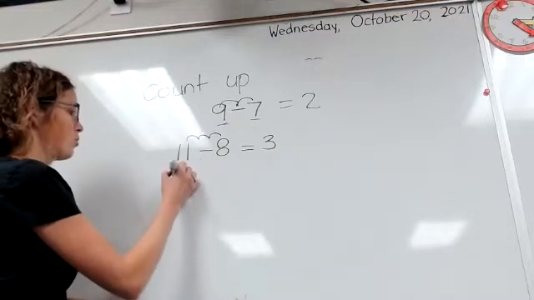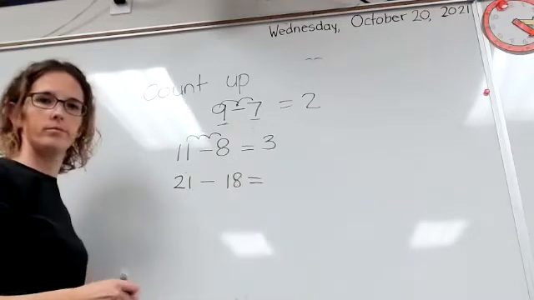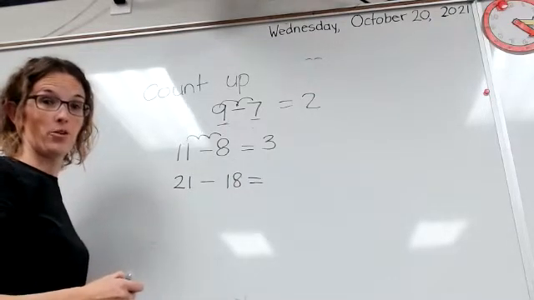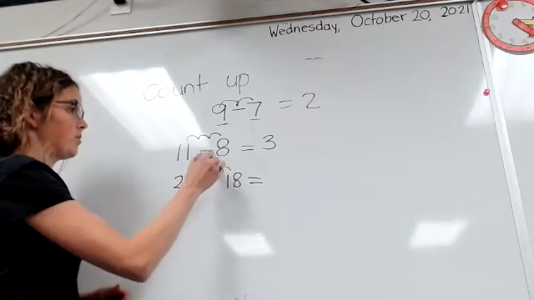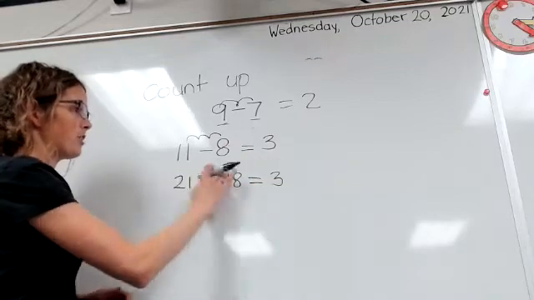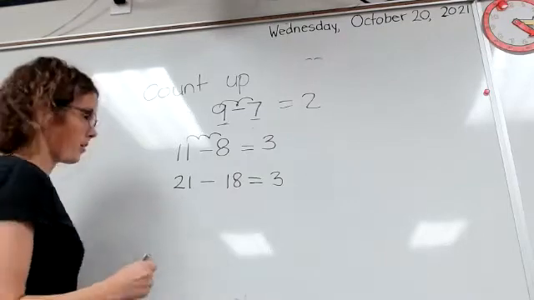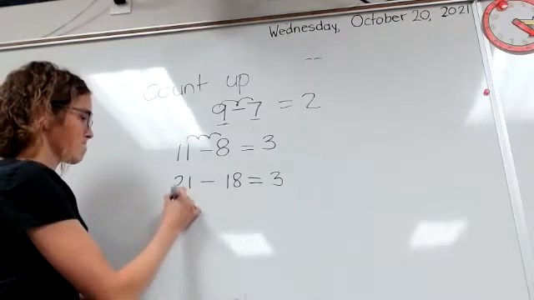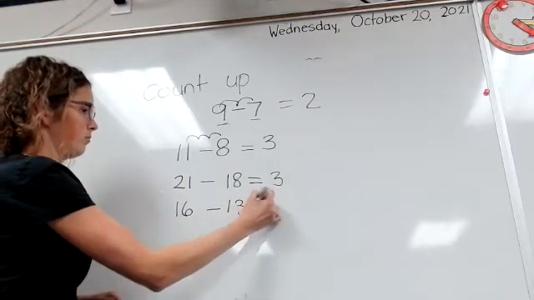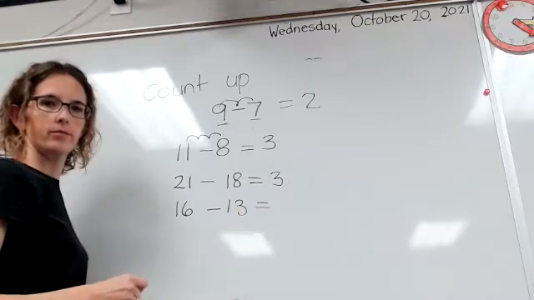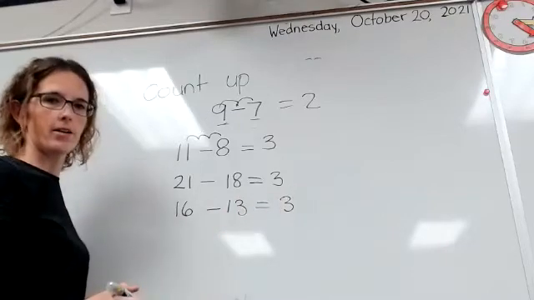All right, let's do 21 subtract 18. You can do it. Go. 19, 20, 21, 3. Or maybe you even did it in your head. 18, 19, 20, 21. Oh, that's 3. And one more. 16 subtract 13. Oh, shoot. These are all 3. I need to do one more.